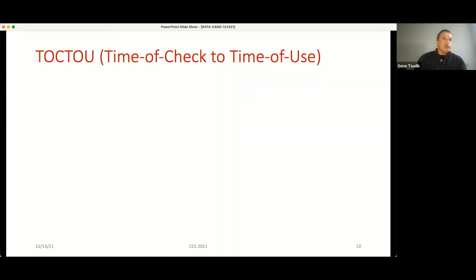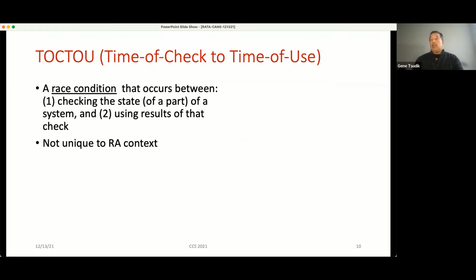Now, what is TOCTOU? TOCTOU is time of check to time of use. Most of us are computer scientists, we're used to these kinds of tortured acronyms, and this is one of them, but at least it's pronounceable. It goes back perhaps decades to the 90s and maybe even the late 80s. It's not specific to security, and it's not specific to remote attestation, clearly. And you may have heard of the TOCTOU phenomenon in a different guise.